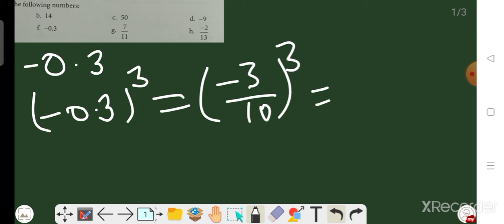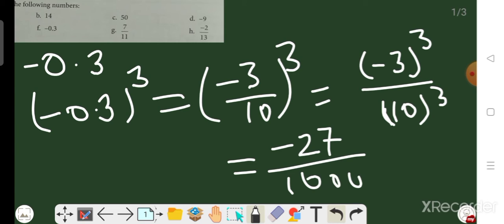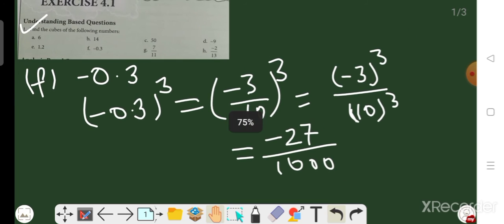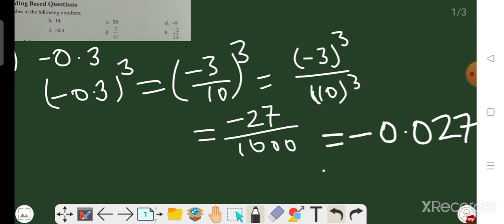The cube of a rational number is calculated by taking the cube of the numerator by the cube of the denominator. Okay. So this is equal to minus 27 by 1000. And if you want to write this in decimal, you can write this as minus 0.027. Okay. So this is the cube of your given number minus 0.3.